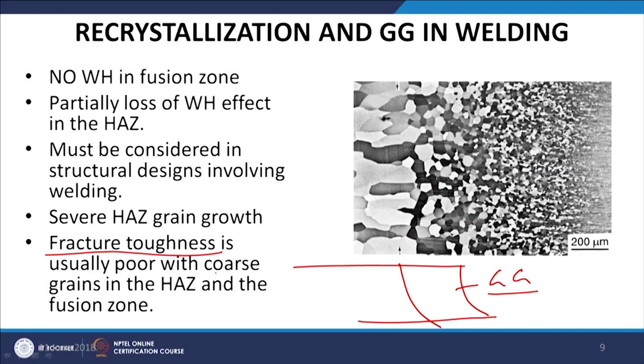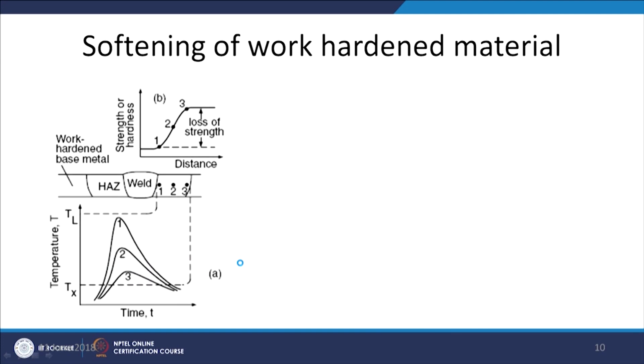And such kind of grain growth is considered harmful from the mechanical properties point of view, especially the fracture toughness, hardness, and the tensile strength of the material is reduced with the coarsening of the grains in the heat affected zone as well as in the fusion zone. So, this is what we can see here.